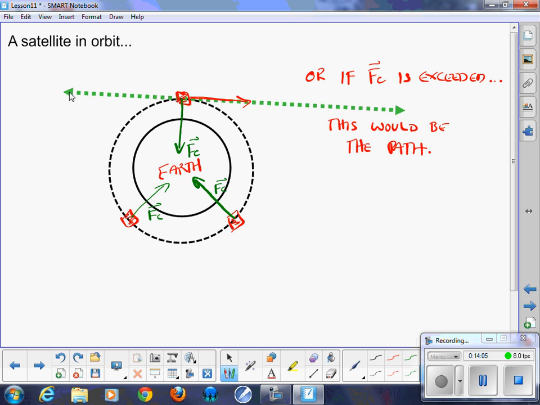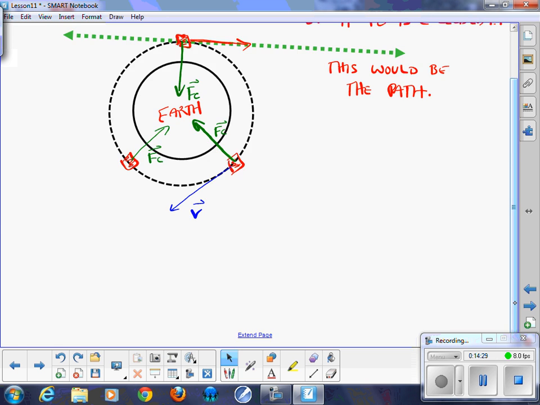Same thing if you have a sling. When you're swinging the sling around and you let the stone go, not that many of us do that anymore, the stone goes in the direction that you release the sling. So that is the direction of the satellite's velocity. Same thing if you have something on the end of a rope and you're spinning it and the rope breaks, whatever's at the end of the rope will travel tangential to that circular path.